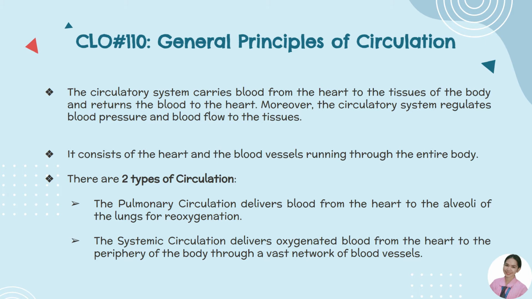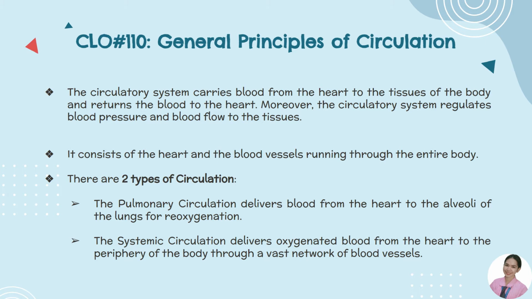It allows for nutrient, waste, and gas exchange with the tissues, as well as transport of other substances such as hormones, enzymes, etc. through the body. Moreover, the circulatory system regulates blood pressure and blood flow to the tissues. Next, it consists of the heart and the blood vessels running through the entire body.